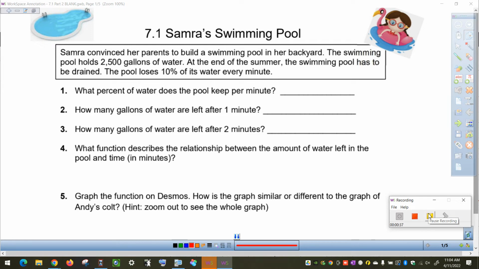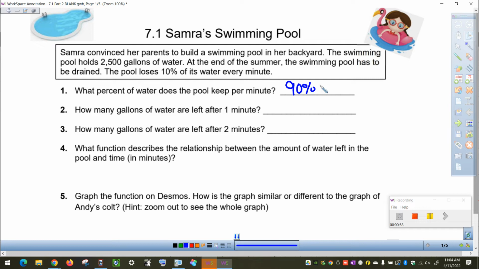So it tells us in the story that the pool is losing 10% of its water every minute. So what percent of the water is it keeping every minute? 90%. All right, so if we think about all of the water in the pool representing 100%, if we lose 10%, then we have 90% of it left over.